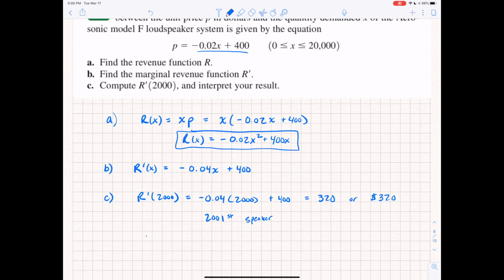And so what this means is that we're already producing 2000, but if I was to produce the 2001st speaker, we would bring in a revenue of $320. And so that's marginal revenue, and specifically working with the marginal revenue function.